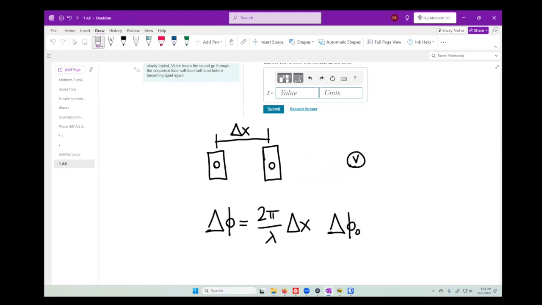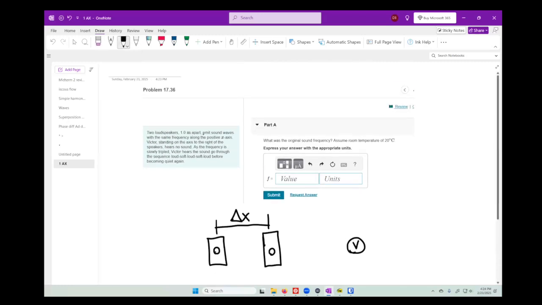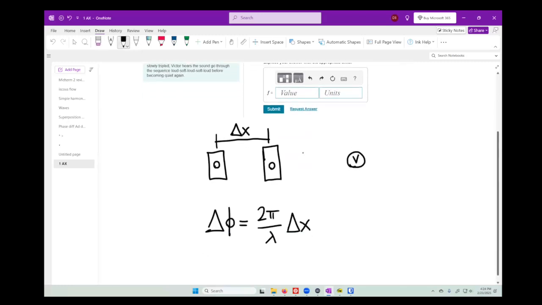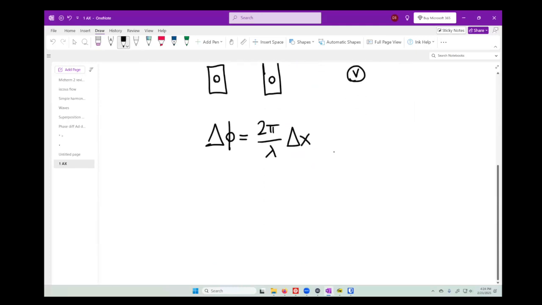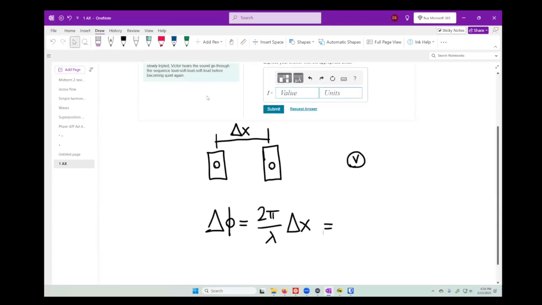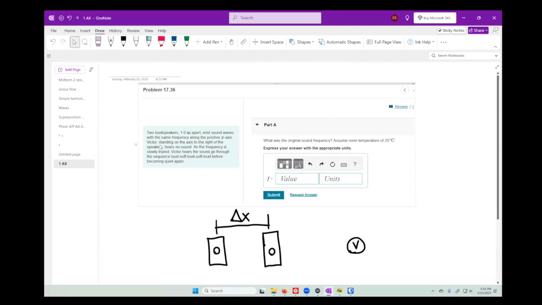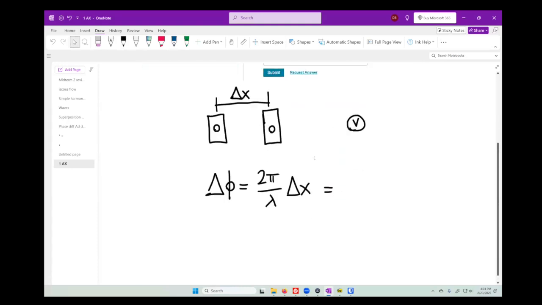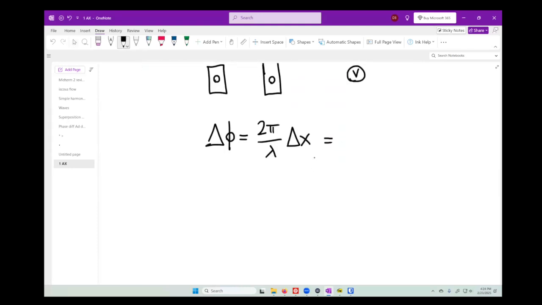So there's no delta phi naught. All right. And what we're saying is that initially this is destructive interference, right? It says Victor hears no sound at the initial frequency. So with whatever our initial lambda is, this is destructive interference.